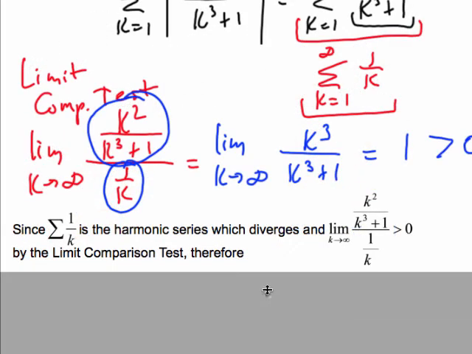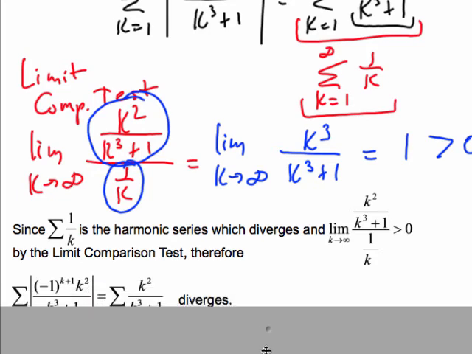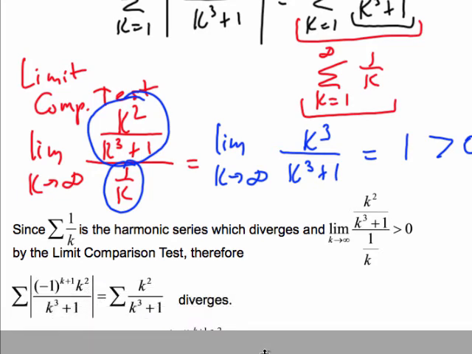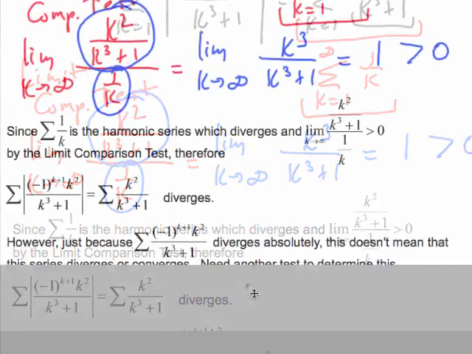So putting my argument together nicely, since this series is the harmonic series, which I know diverges, and I've used the limit comparison test, testing the limit of the series I'm finding out about compared with the one I know, and I'm getting a finite value, something greater than 0. Therefore, by the limit comparison test, I know that the absolute value of my original series diverges. In other words, the series diverges absolutely.